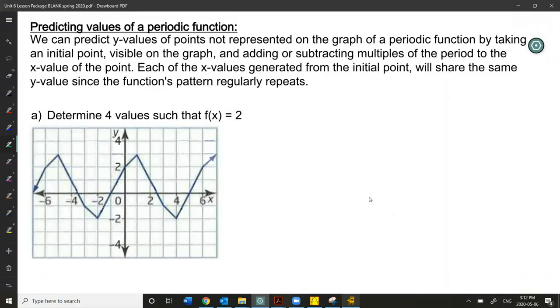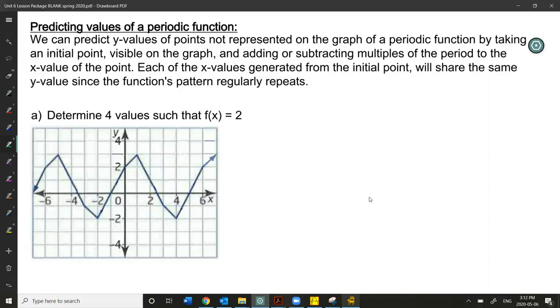Okay, so the cool thing about periodic functions is that we can use them to predict future values on our function because we know that this pattern is continually repeating. So what we're going to do is take a point that we can visibly see on our graph, and we can add or subtract multiples of the period to the x value of that point. And each x value that's generated from adding multiples of the period will actually share the same y value of that initial point that I choose.